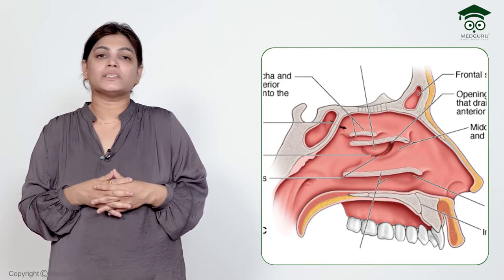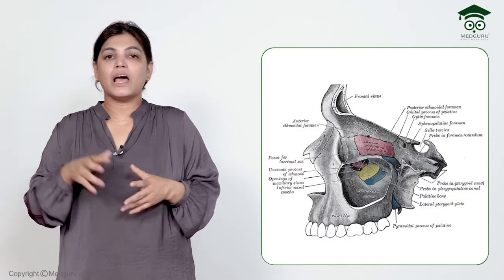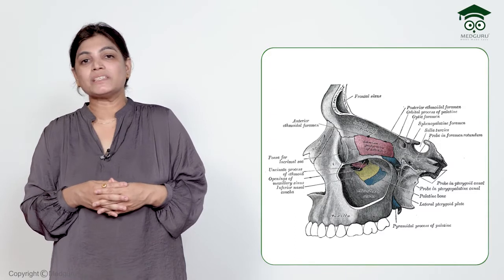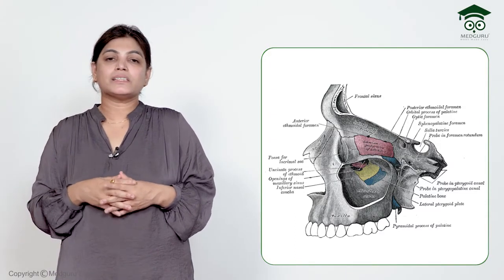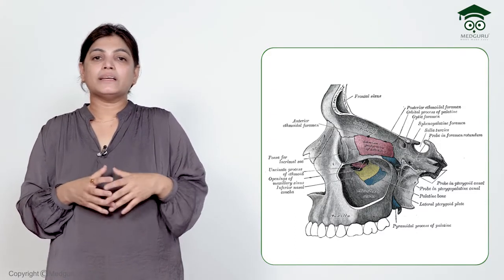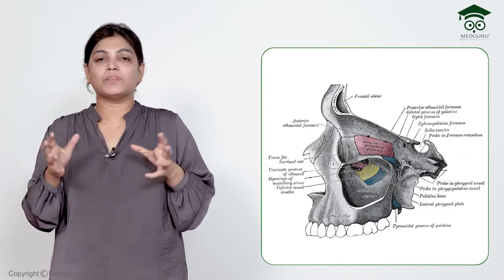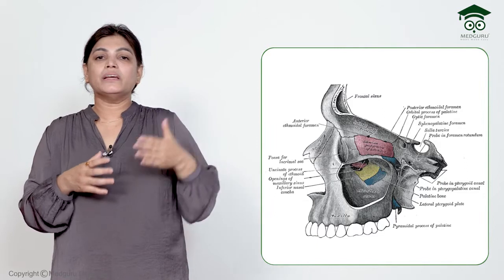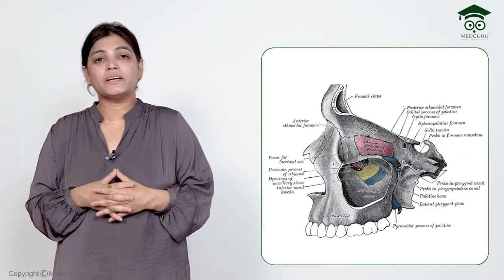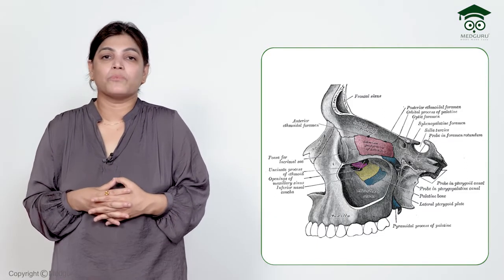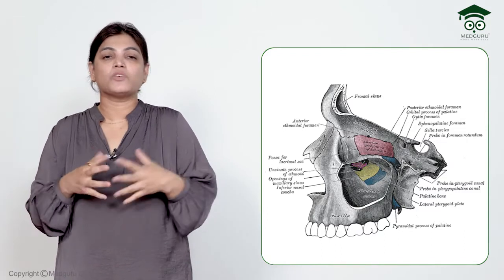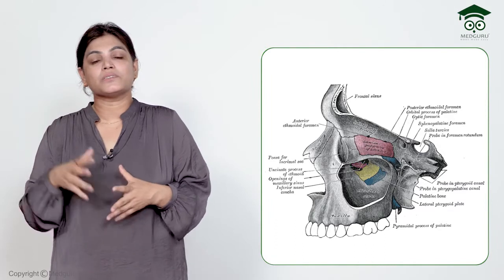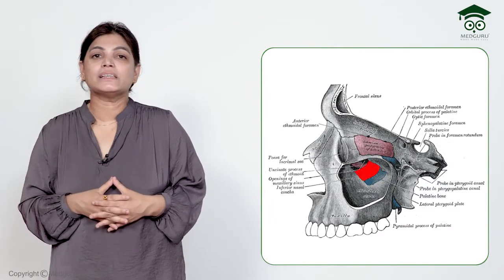The second most important sinus is the maxillary sinus. Among all the sinuses which I have discussed, the most important is the maxillary sinus. The maxillary sinus is the largest of all, and I just want to describe its location. Superiorly, it is bounded by the uncinate process of ethmoid bone. On the inferior aspect, it is bounded by the inferior nasal turbinate.